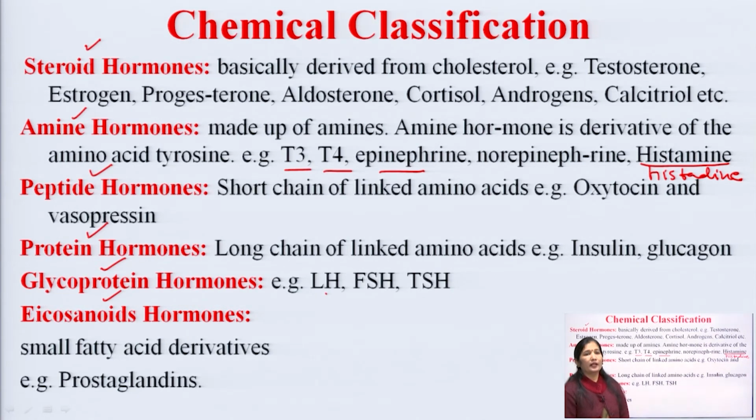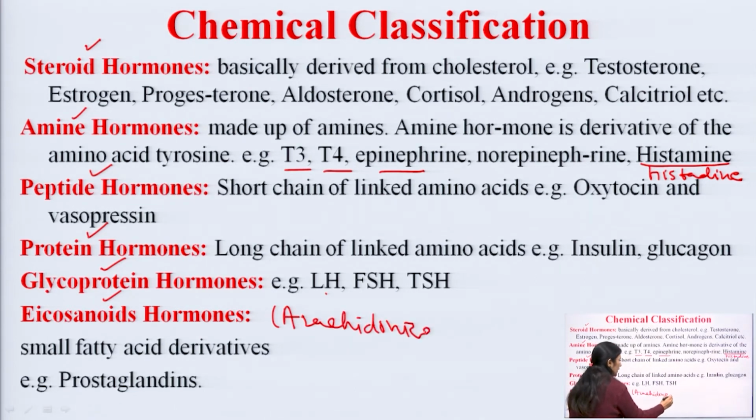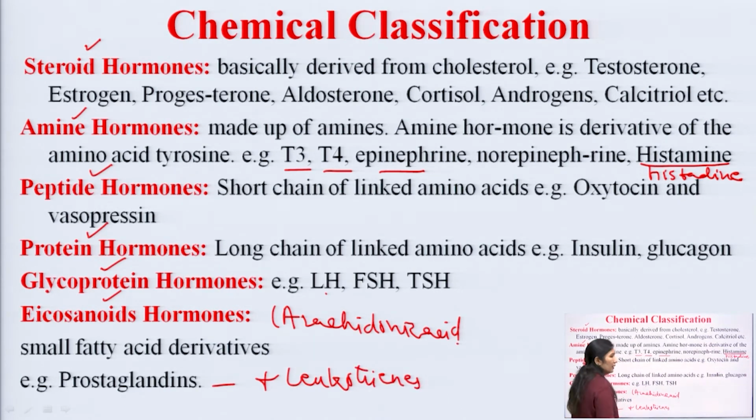So, eicosanoids, these are the local hormones again. These are derived from fatty acid, from arachidonic acid. Examples are prostaglandins and leukotrienes. So, these are the classification of the hormones based on their chemical structure.